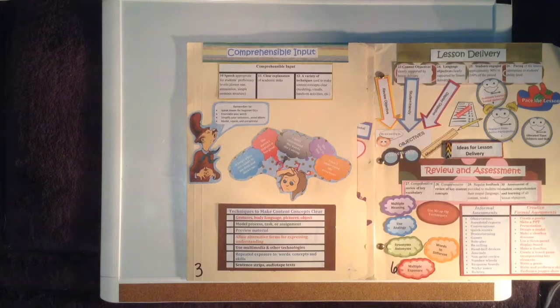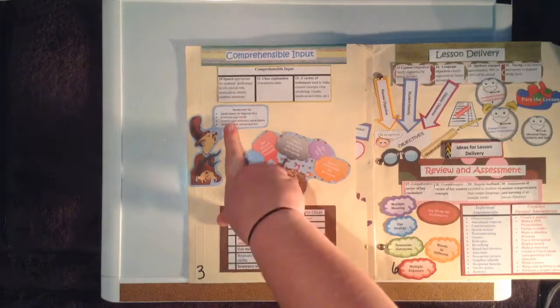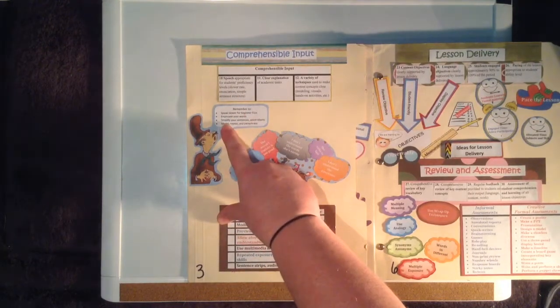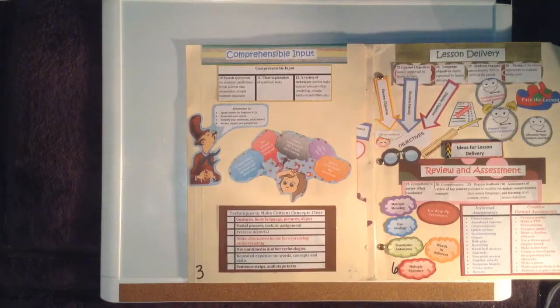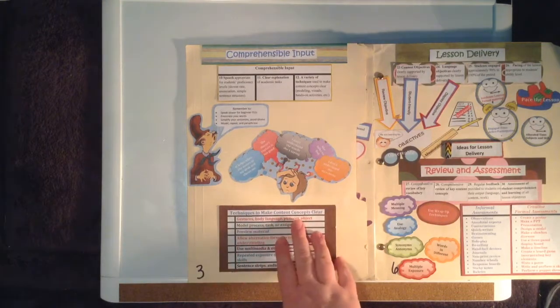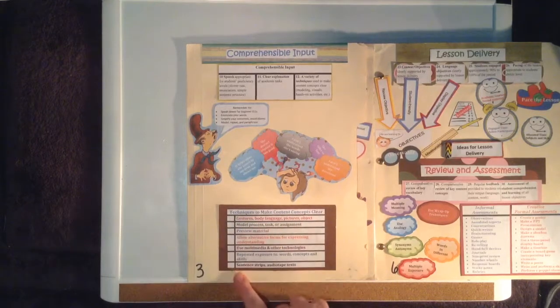So a variety of techniques used to make content concepts clear. You can use modeling, visuals, hands-on activities, and so on and so forth. I am a kinesthetic learner. Anytime that I can physically touch something, that makes it so much more meaningful to me. So remember to speak slower, which is mentioned up here, enunciate your words, simplify your text, and avoid idioms, model, repeat, and paraphrase. So here are some techniques to make content concepts clear, and it's just a little checklist.